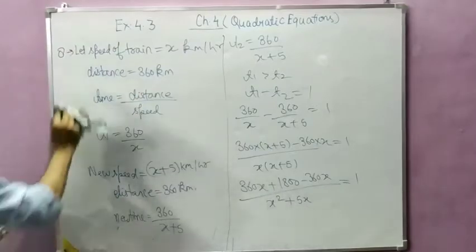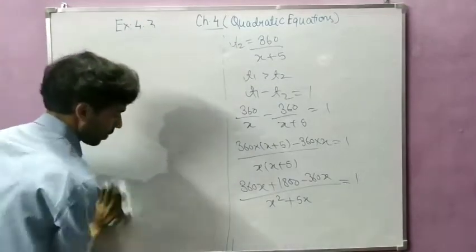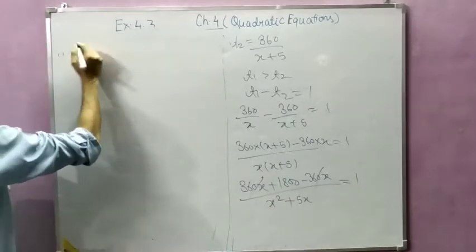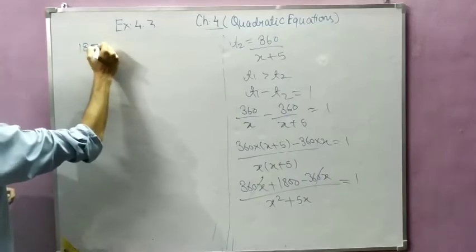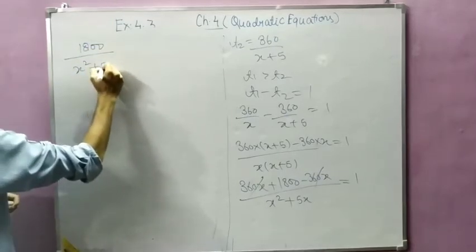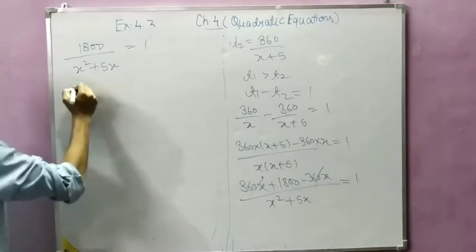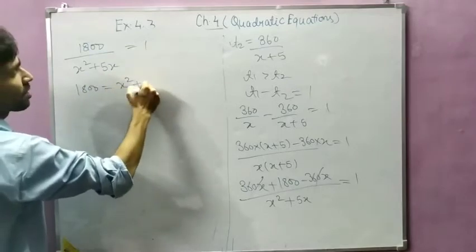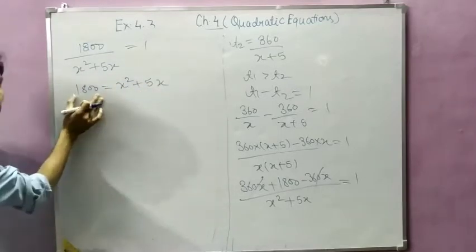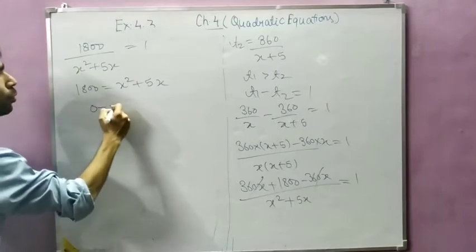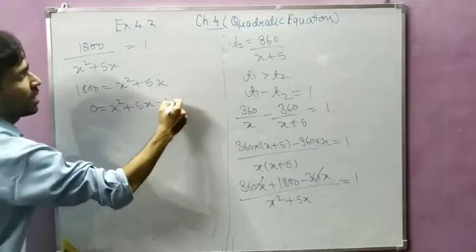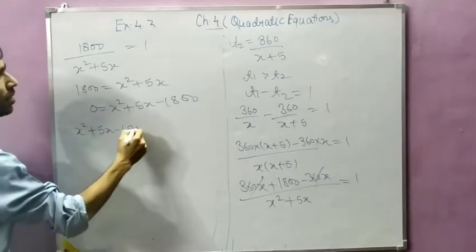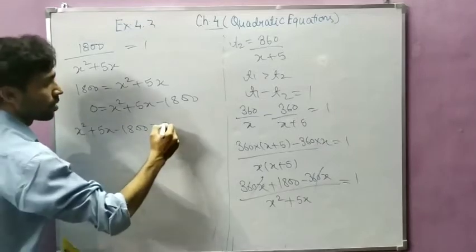So after solving, see, 360 will be cancelled. Now 1800 upon x square plus 5x equal to 1. Now 1800 equals, when this is multiplied to this side, x square plus 5x will come. Now transfer this from this side to that side. So 0 equals x square plus 5x minus 1800. Now x square plus 5x minus 1800 equals 0.